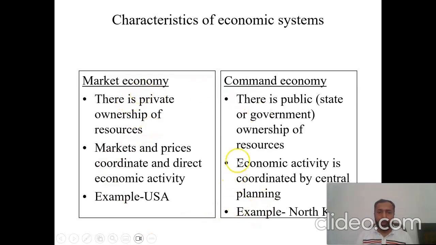So there are three main differences. In market economy, there is private ownership of resources. In command economy, there is public, state or government ownership of resources. In market economy, markets and prices coordinate and direct economic activity, while in command economy, economic activity is coordinated by the central government. Example of market economy is USA, while example of command economy is North Korea.